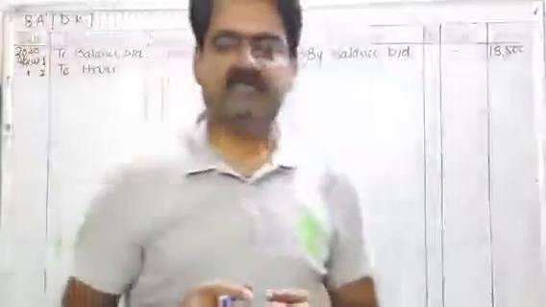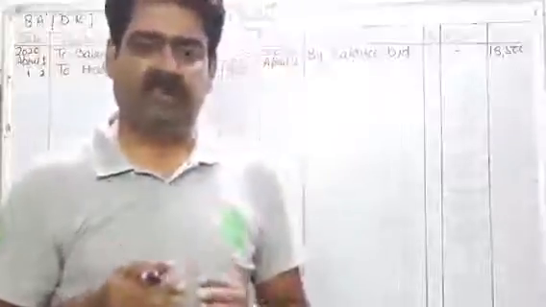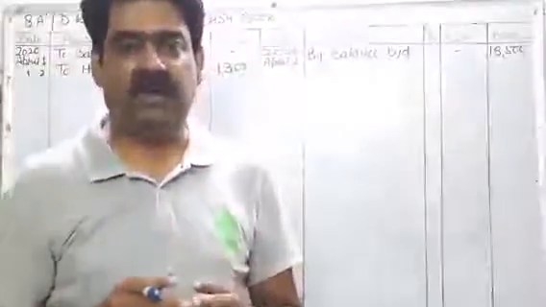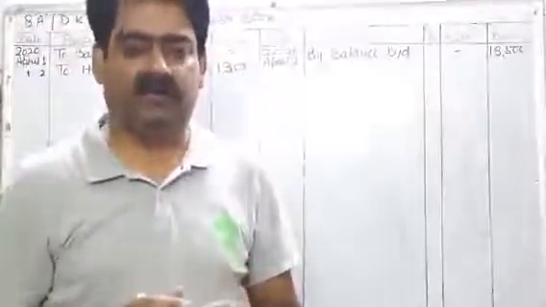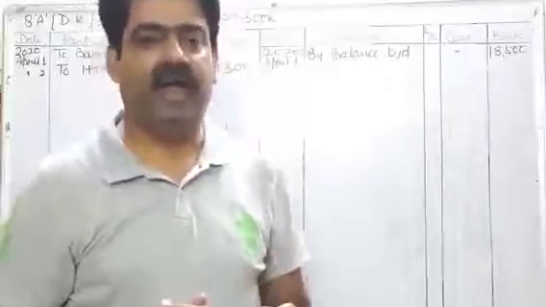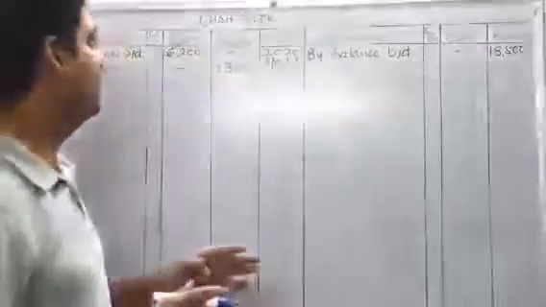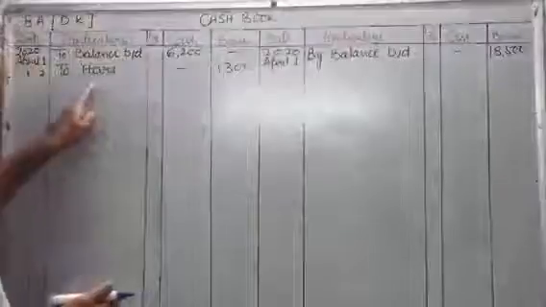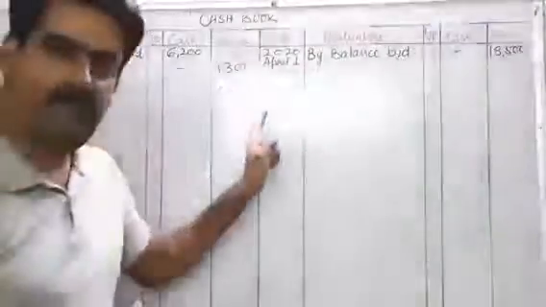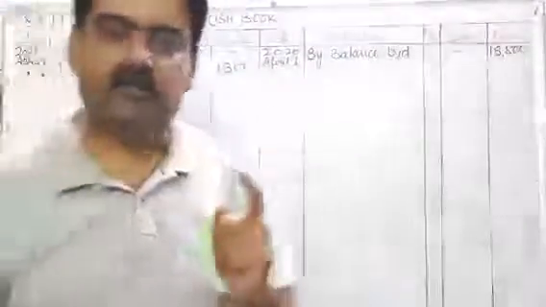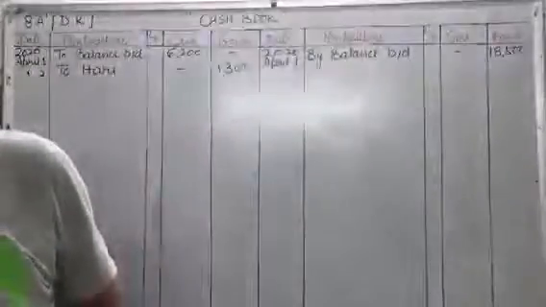Why we will write this amount in bank column? Because this time we are receiving check from Hari and immediately we are depositing this check into the bank. So entry will be bank account debit to Hari and treatment will be to Hari and amount will come in bank column. Okay. Now see, next transaction on April 3, received a check from Vinod.